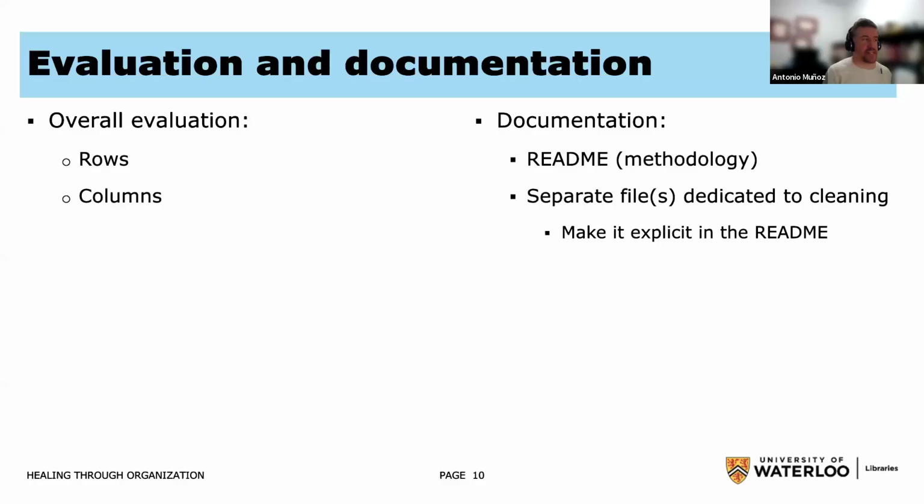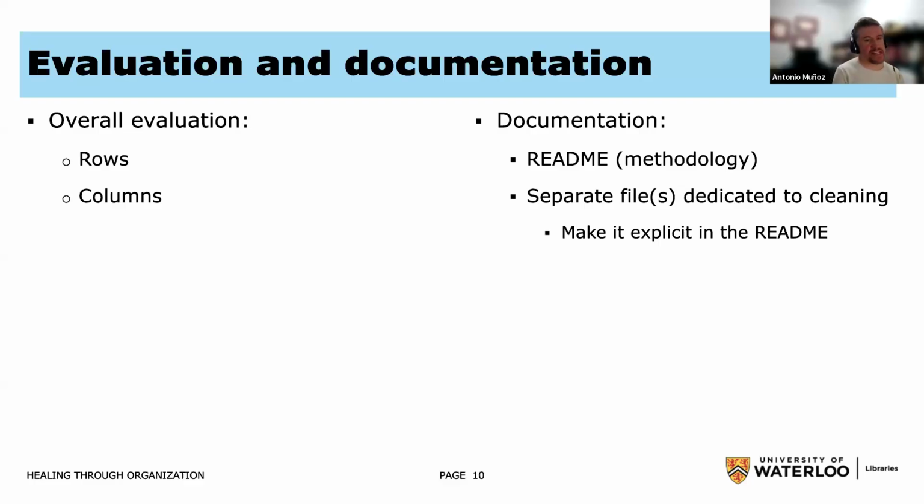First, we want to do an overall evaluation of the data that we can find in the rows. And then we want to do a column by column kind of analysis. And we want to document everything that we find, either as part of a README in the methodology section or as a separate file dedicated to the cleaning up portion. We do this so that we can get a sense of what we are dealing with, and also how much time and effort we should be spending on cleaning different rows.